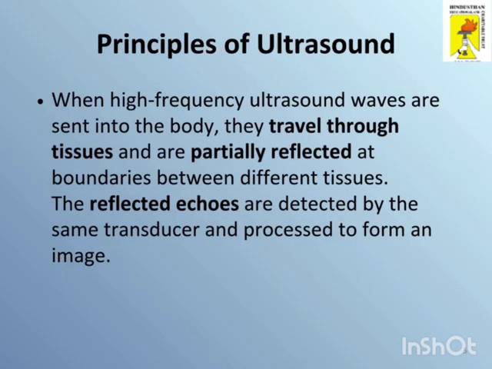Let's now understand the principle of ultrasound. When a high frequency ultrasound wave is sent into the body, the wave travels through various tissues and partially gets reflected at the boundaries between different tissues. The reflected echoes are detected by the transducer and then processed to form an image. This is the basic principle of ultrasound imaging.